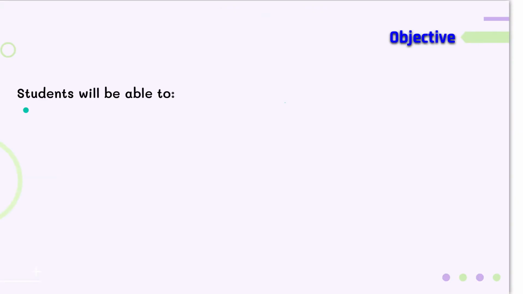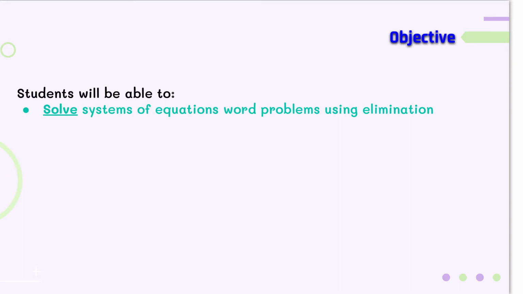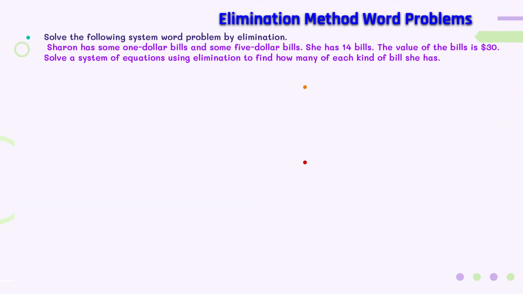In this lesson, students will be able to solve systems of equations word problems using the elimination method. So here's an example. Solve the following system word problem by elimination. Sharon has some $1 bills and some $5 bills. She has in total 14 bills. The value of the bills is $30. Solve a system of equations using elimination to find how many of each kind of bill she has.